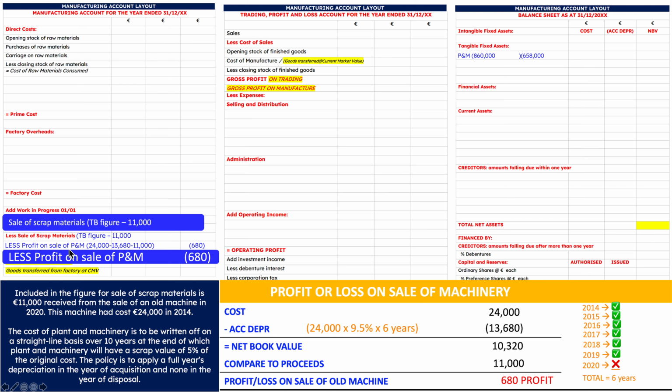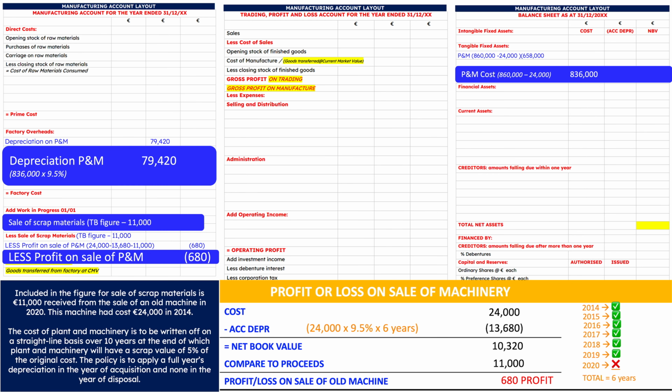So less profit on sale of plant and machinery. So our figures there are 24,000 minus our 13,680 minus the 11,000 proceeds. So that is €680 profit that we will take away there. Next, we will minus the cost of the sold machine from the cost of machines there, so minus 24,000, so we've got 836,000. Then we will do depreciation for the year.